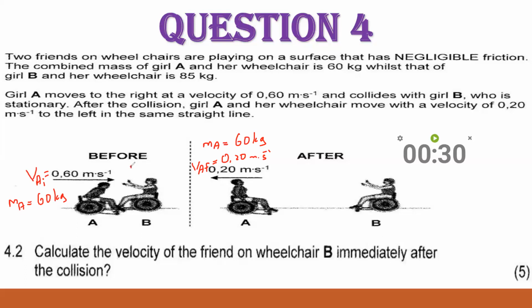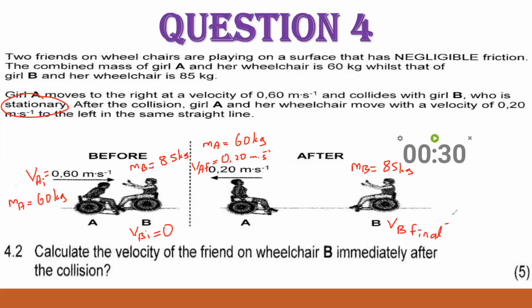And what else do we know? MB equals 85 kg. And then VB initial equals 0. That one is also given. As you see, we are not answering the question now, just writing down whatever we know. That's very important. If you do it like this, it's going to be much easier for you, because they said who is stationary before collision. So VB initial equals 0. So MB, we can write after collision, still the same 85 kg. And we are looking for VB final.